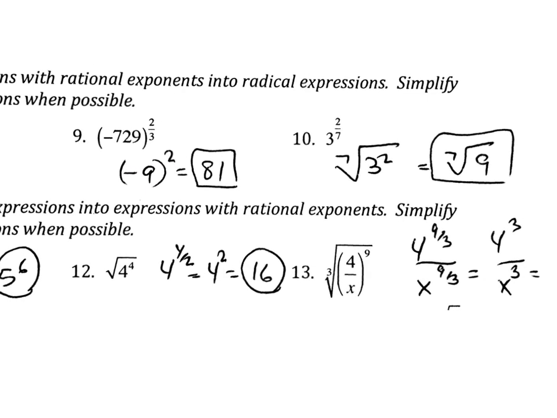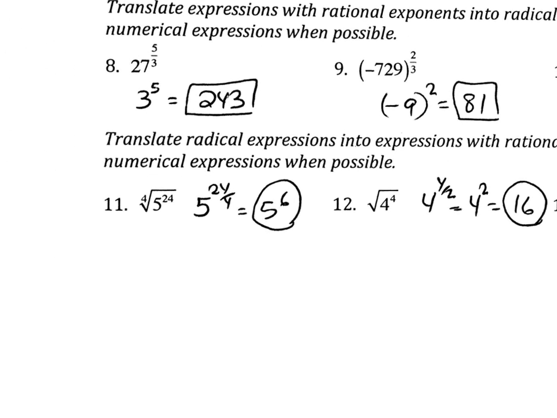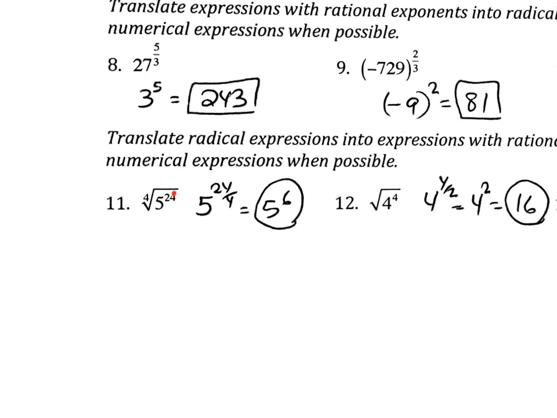And number 10. Number 10, you can't really work out, so all that's left is a radical. Bottom is the root. Top is the exponent. And you can work out 3 squared, but it stays inside the radical. Number 11, more of the same. Bottom is root, top is the power. Make it 24/4, which is really 5 to the 6th. If you want to punch that in your calc, you can. Let's see what you get.